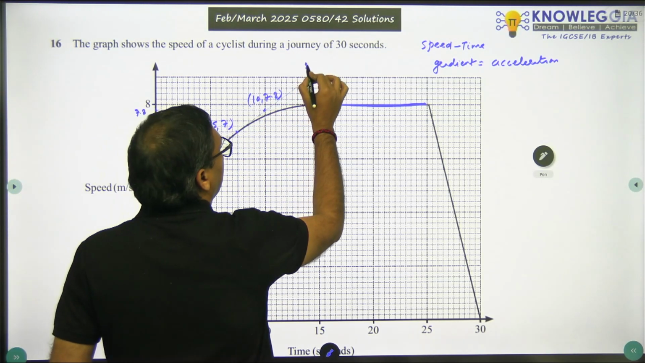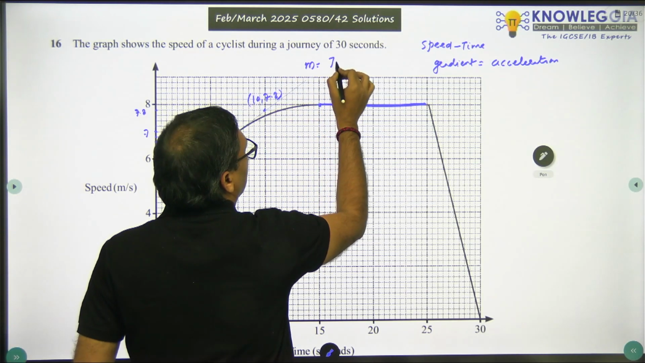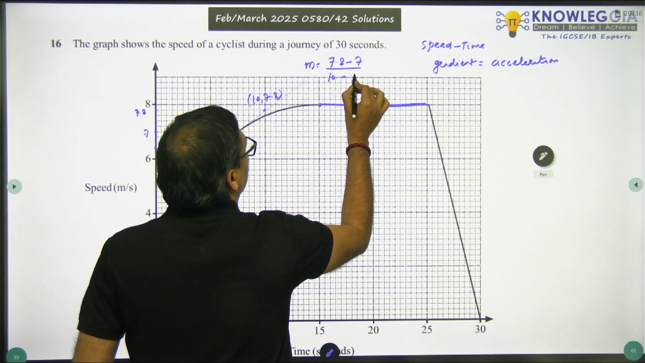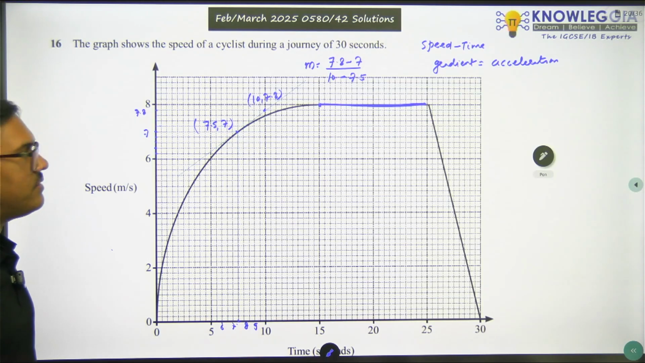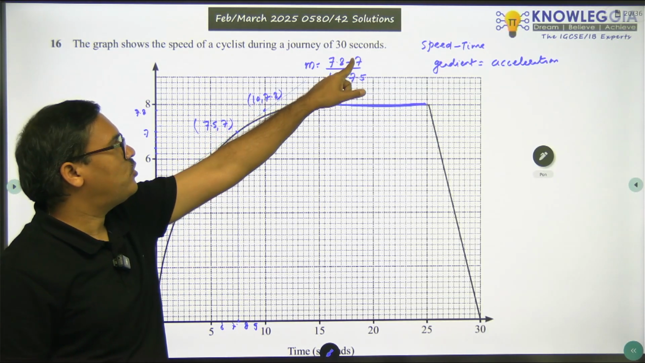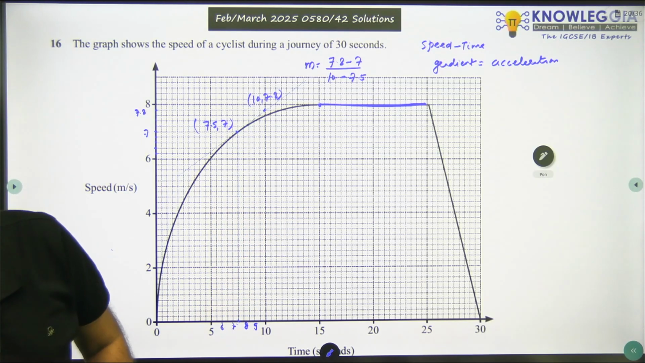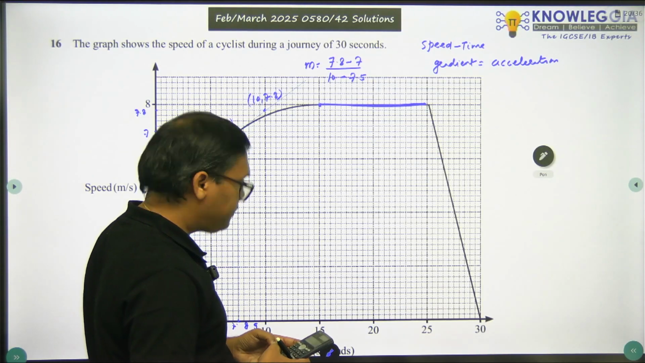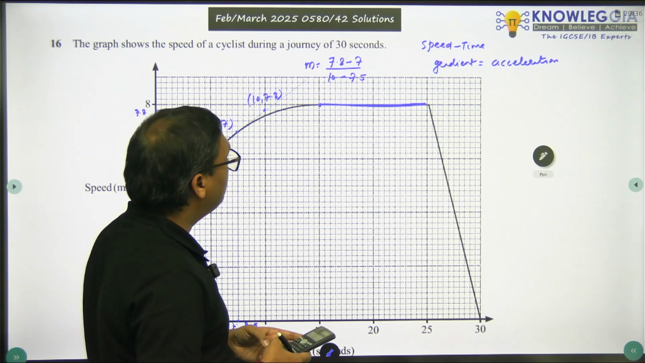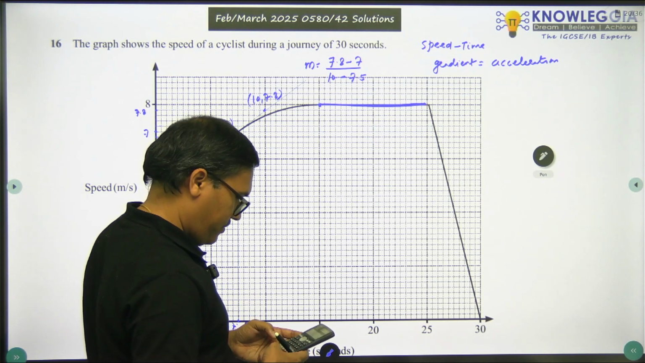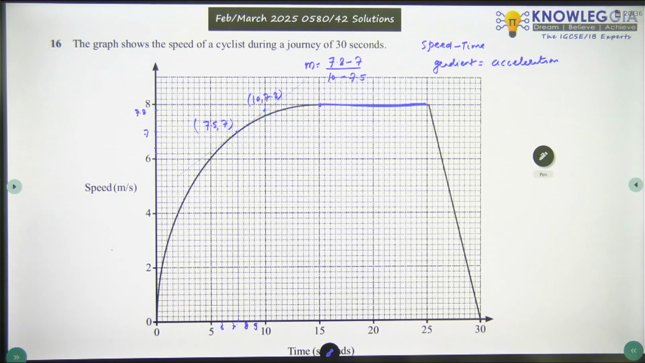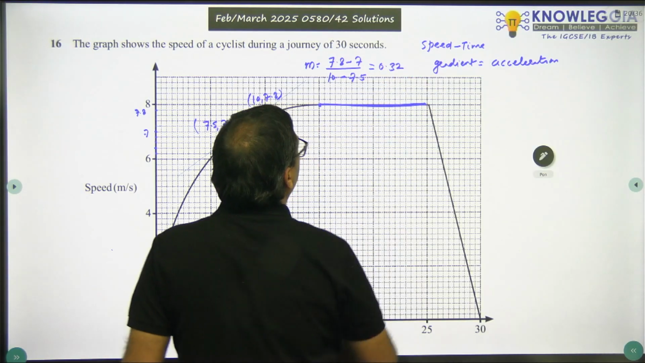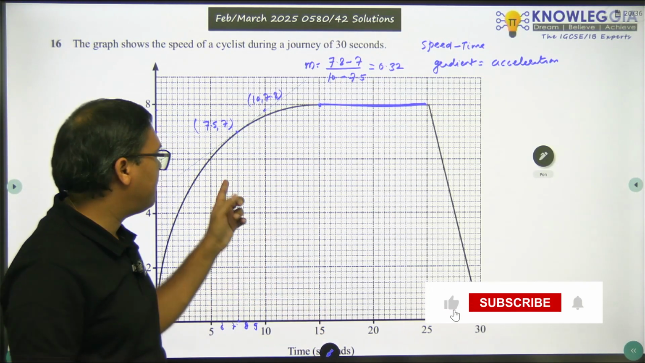So what is the gradient? Gradient is equal to y2 minus y1, that is 7.8 minus 7, upon x2 minus x1, which is 10 minus 7.5. I hope this is clear. So now let's calculate this value. This is 0.8 divided by 2.5, which is 0.32. So this is the estimate of the gradient at 7.5 seconds.